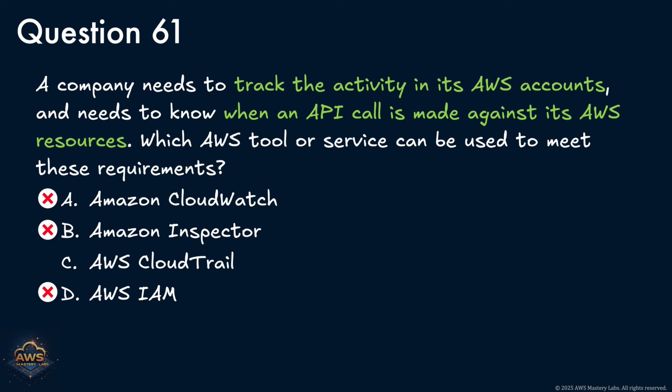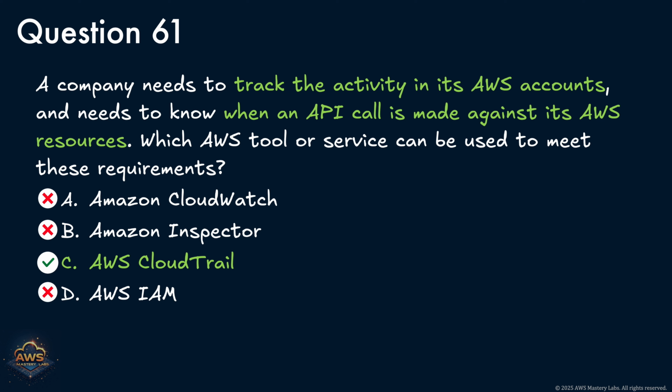Option D, AWS Identity and Access Management, defines who can do what within your AWS account. It handles users, roles, permissions, and policies. While IAM policies govern access, they do not monitor usage. IAM has no built-in capability to log or track API calls. It only determines whether those calls are allowed. Incorrect, because IAM controls access, but it doesn't log activity or detect when actions occur.